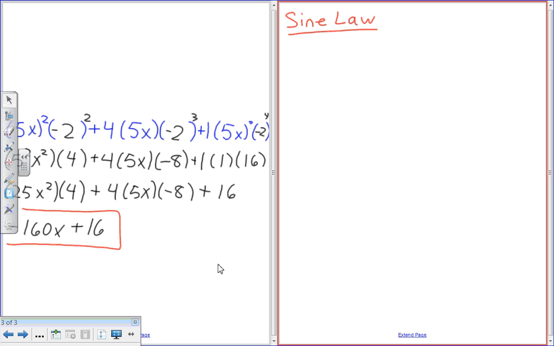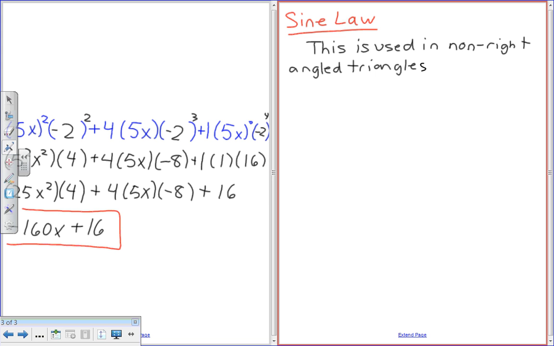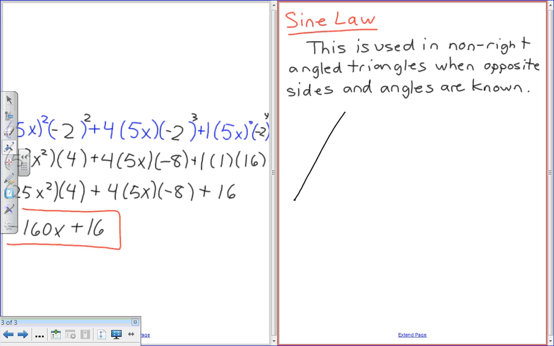Well, close. This is used in non-right angle triangles. So like obtuse? Sort of. When opposite sides and angles are known. And I'm going to draw a nice triangle like this.